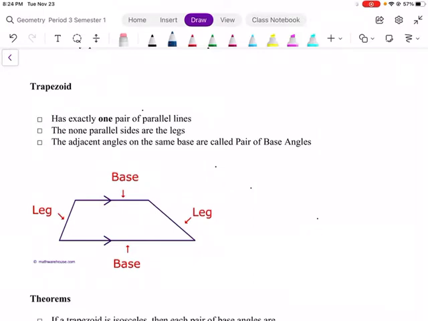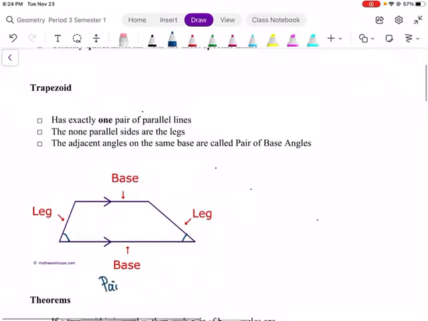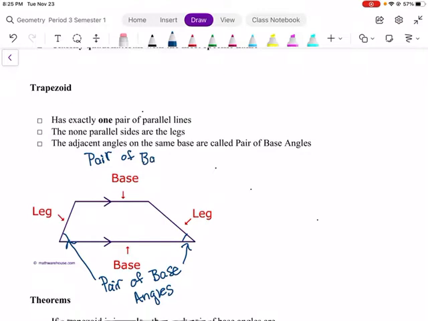So these two angles down here, these are called the pair of base angles. So those two right there. And then we also have a pair of base angles on top. So we have two sets of pair of base angles.